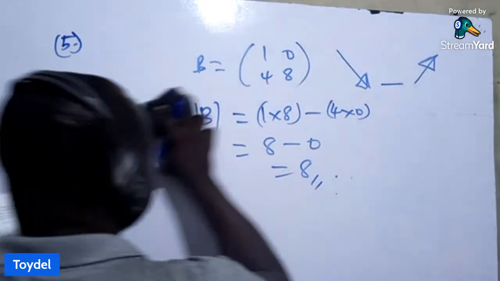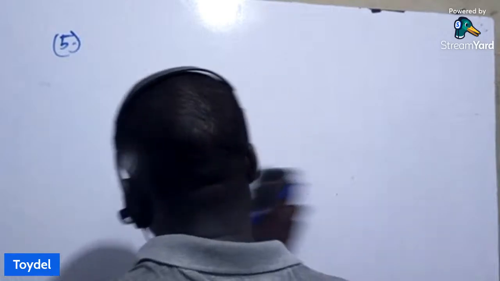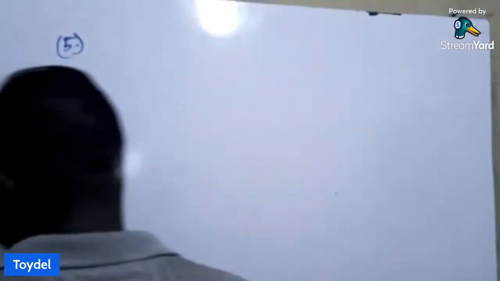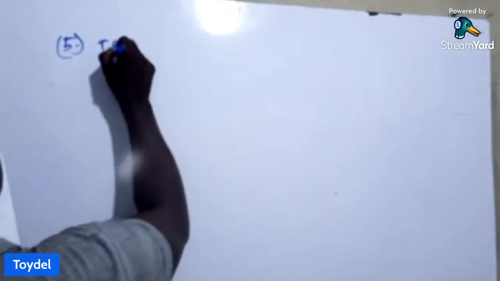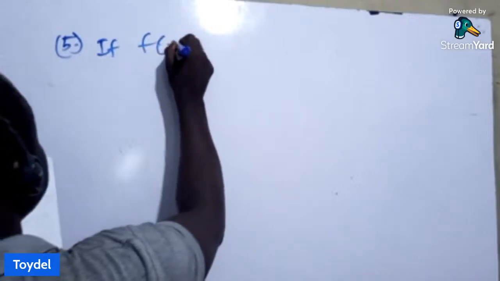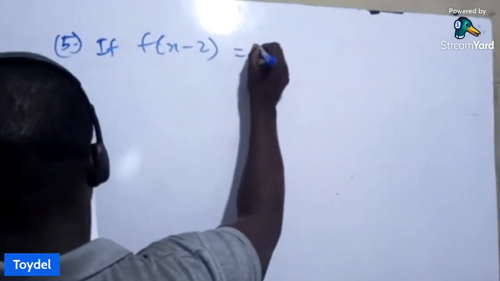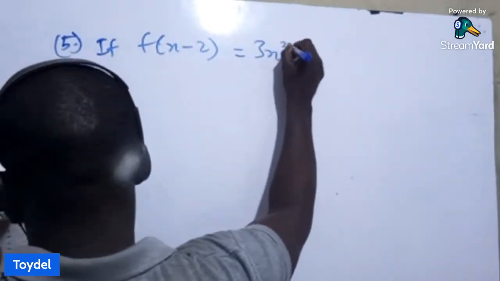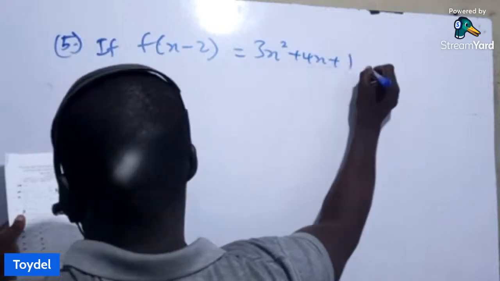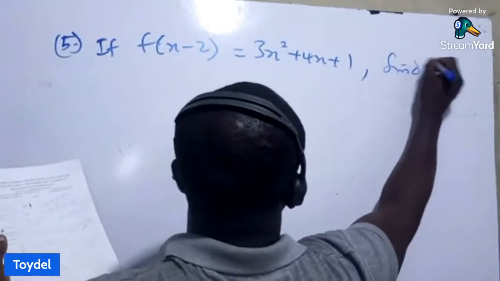Well, let's take another question on polynomials. In this case, we have: if f of x minus 2 is equal to 3x squared plus 4x plus 1, find f of 1.